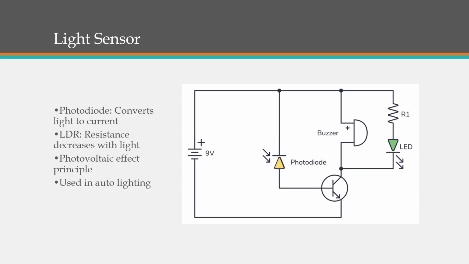The LDR works on a similar principle. Its resistance decreases as light increases. This characteristic is straightforward but slower than a photodiode. The circuit shown is a simple light-activated switch, demonstrating how this sensor can be coupled with a transistor to switch on a buzzer or an LED when light conditions change. They are commonly used in systems like automatic lighting.